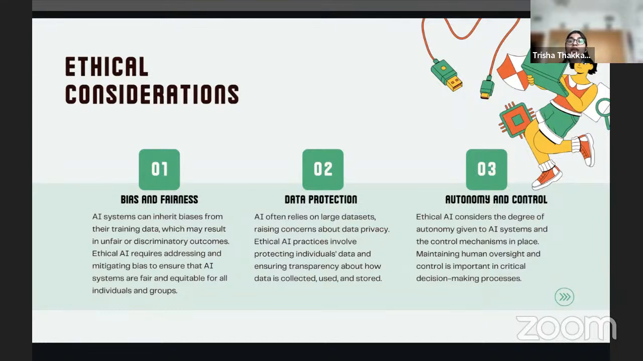Data protection. AI often relies on large data sets. This raises concern about data privacy. Ethical AI practices involve protecting the individual's data and ensuring that there's transparency about how the data is collected, used, and stored. So this avoids any issues related to someone's data getting hacked or leaked. Autonomy and control. Ethical AI considers the degree of autonomy given to AI systems and the control mechanisms in place. Maintaining human oversight and control is important in critical decision-making processes.